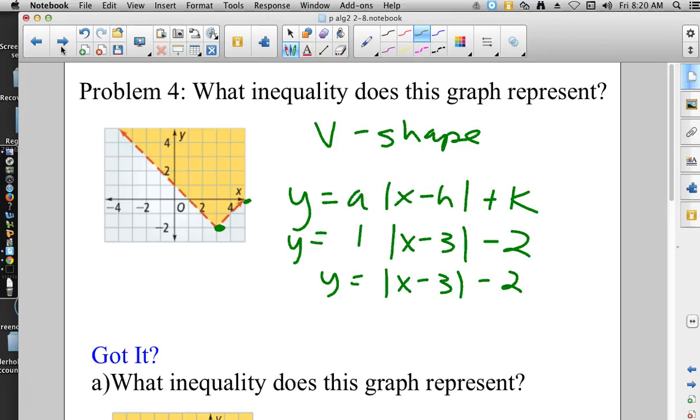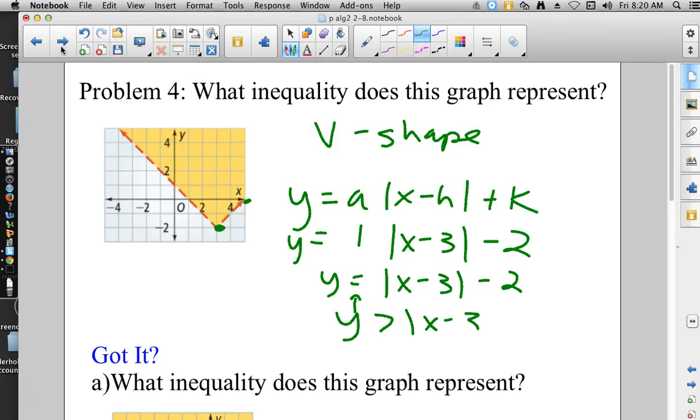So there's our V shape. We have to figure out what goes in here. What does your instinct tell you from the last one we just did? Greater than? Okay. Greater than, should we use equals? Dashed.